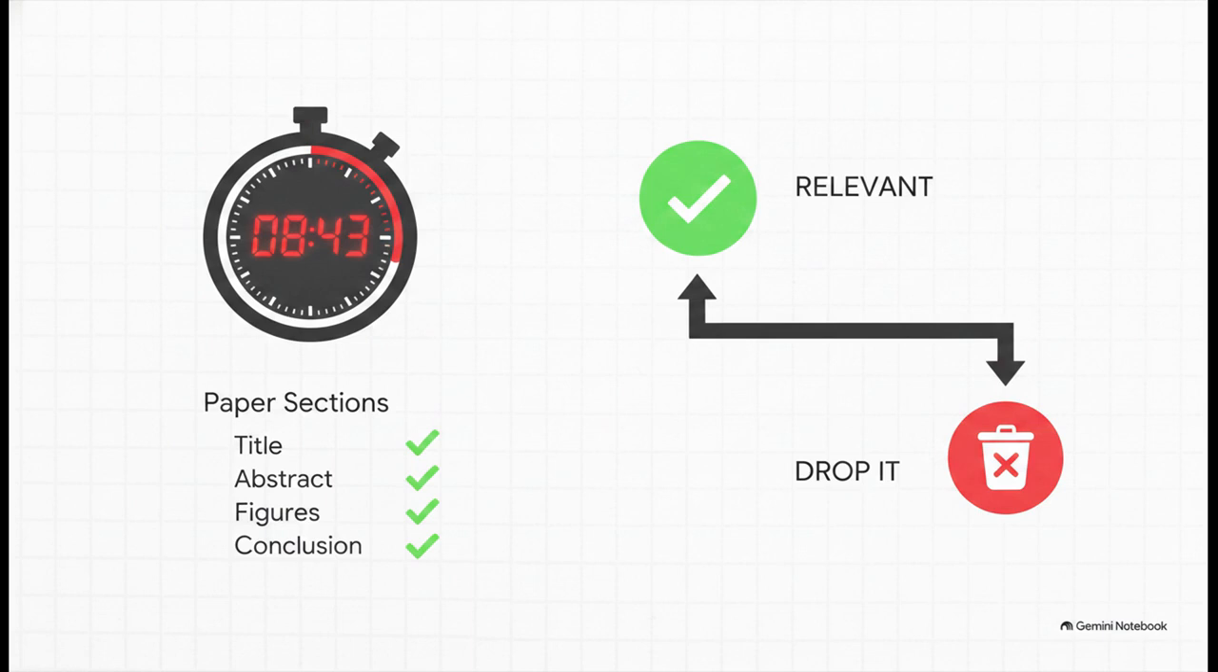Notice how it perfectly aligns with the start of our hackers sequence. You read the title, abstract, figures, and conclusion. Your single goal here is to answer one question. Is this paper relevant? If the answer is no, drop it. Move on. You only lost 5 minutes.